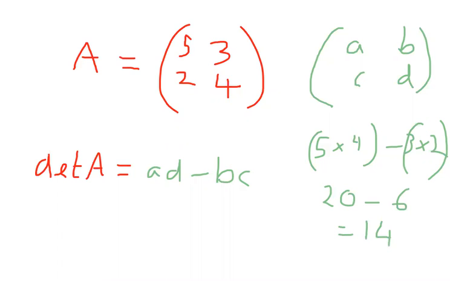So that's very simple, finding the determinant of a 2 by 2 matrix. It's a very simple topic, and that's how you do it. Let's do one more example, and then I'll move on to how to do a 3 by 3 matrix.